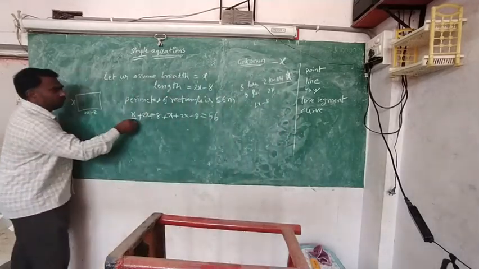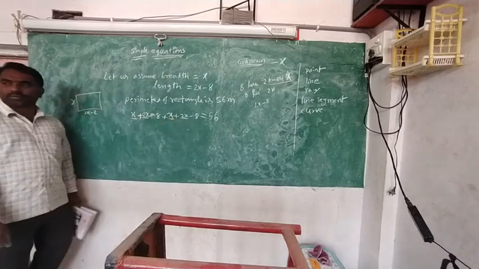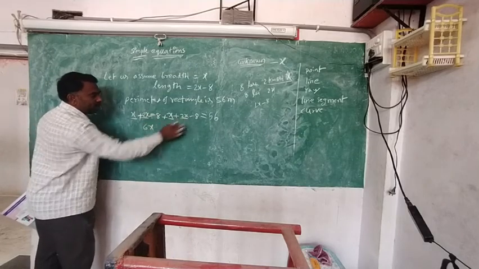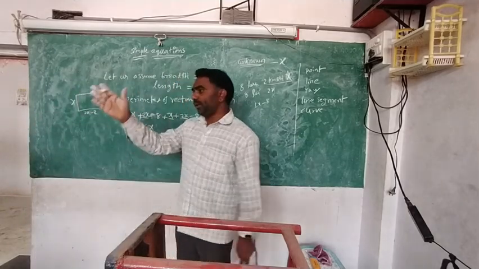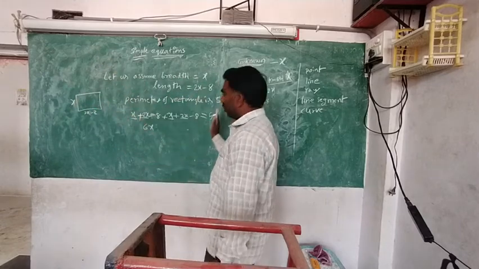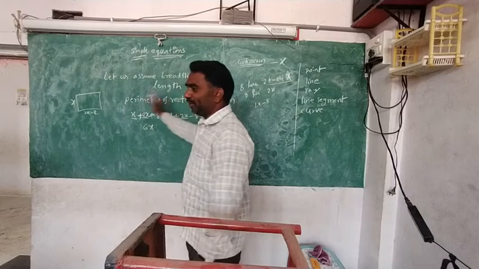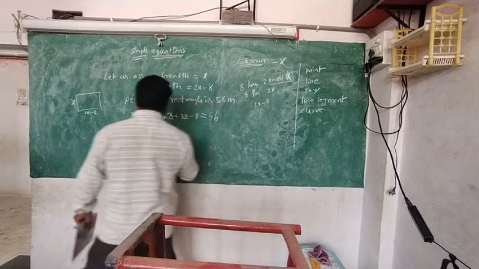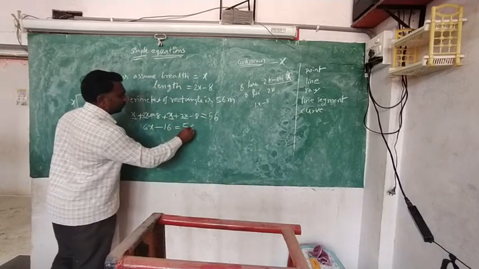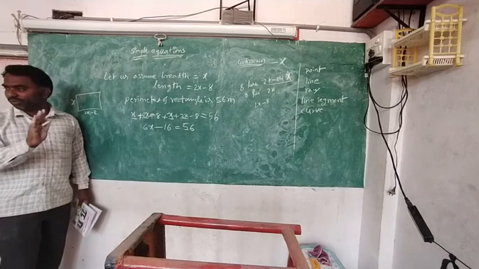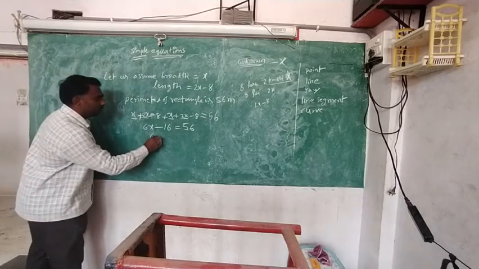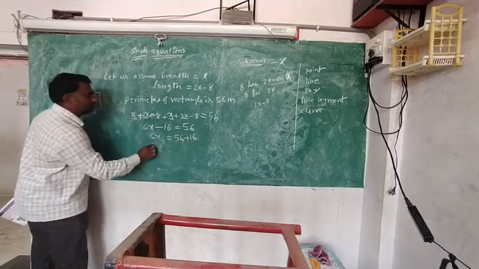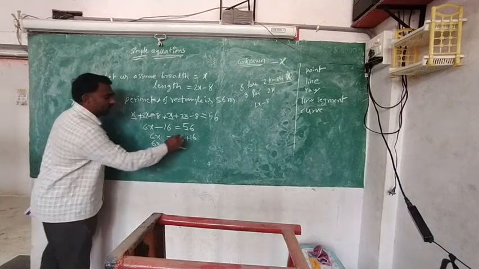You see, one chocolate, two chocolates, one chocolate, two chocolates: six chocolates, so 6x. Minus 8, minus 8. Two in the same direction, so what should we do? Add: 16. Both are on the minus side, so the answer is minus 16. Now first, minus 16 will go to the other side. 56 plus 16. 6x is equal to 72.